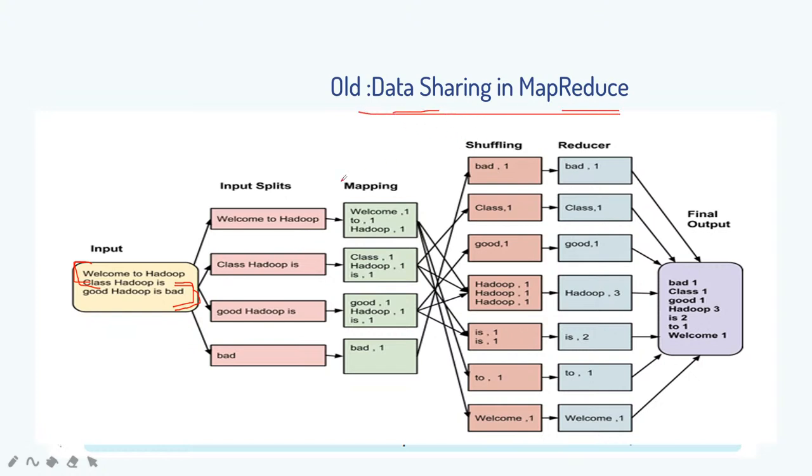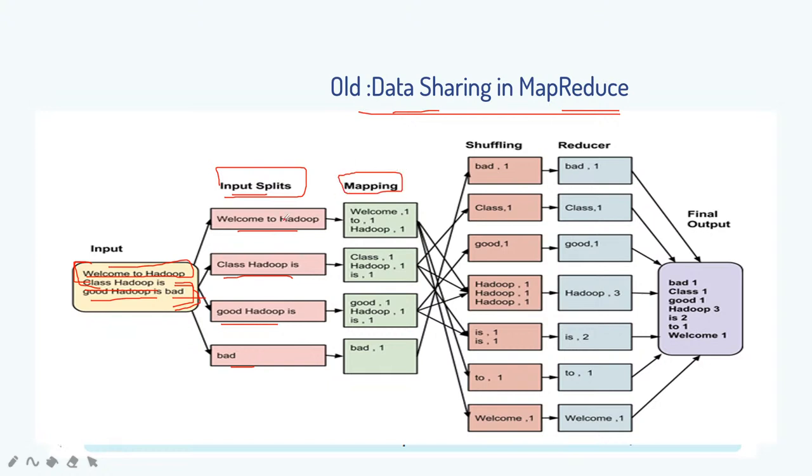Okay, so here we have an input split. Welcome to Hadoop, and then class Hadoop is, and then good Hadoop is bad. So how it's splitting the input means based upon the line. So first line, and then second line, and then third line, and last one. So based upon the input split data, it's mapping. The next step is mapping.